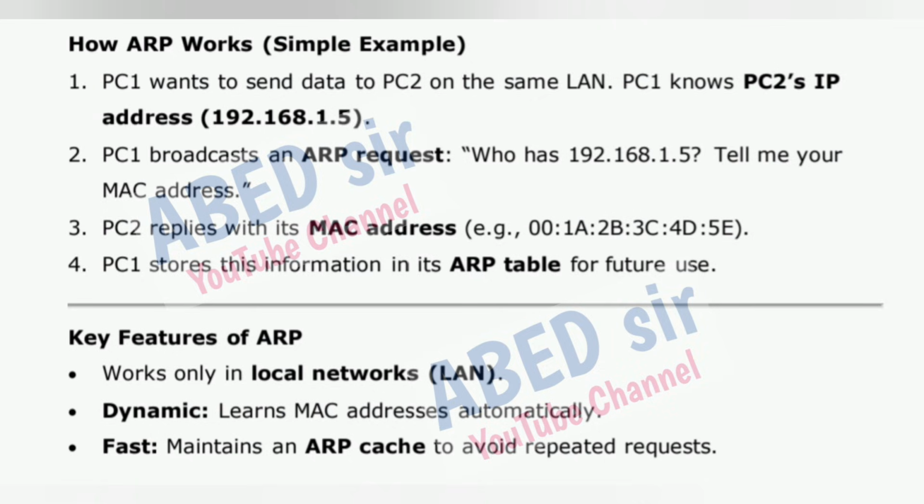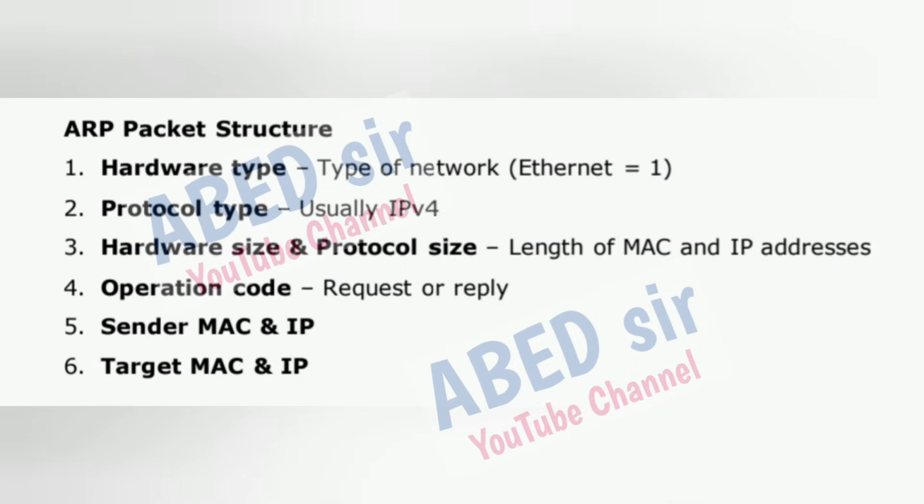Key features of ARP. Works only in local networks, LAN. Dynamic: learns MAC addresses automatically. Fast: maintains an ARP cache to avoid repeated requests. ARP packet structure. 1. Hardware type of network. Ethernet equals 1. 2. Protocol type, usually IPv4. 3. Hardware size and protocol size, the length of MAC and IP addresses. 4. Operation code, request or reply. 5. Sender MAC and IP. 6. Target MAC and IP.